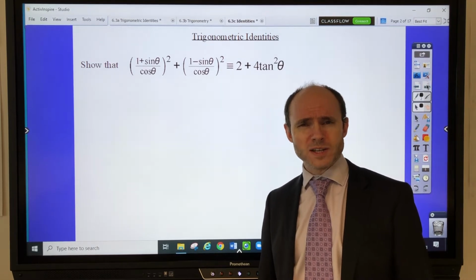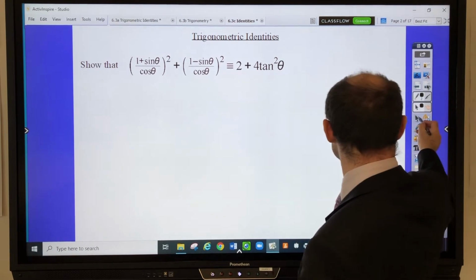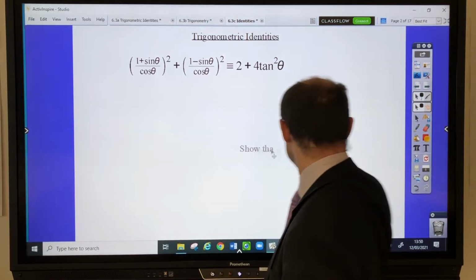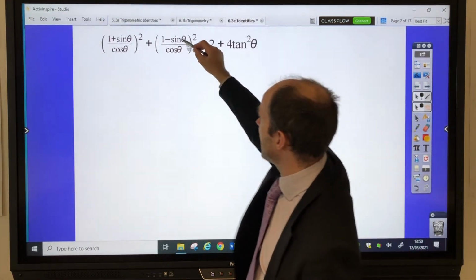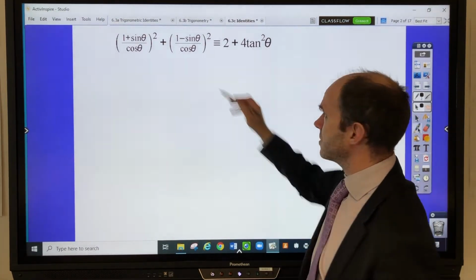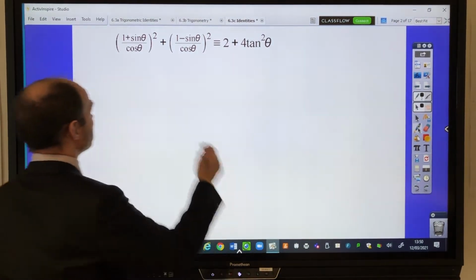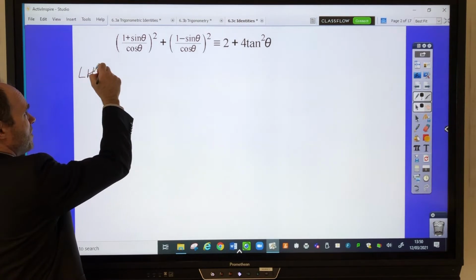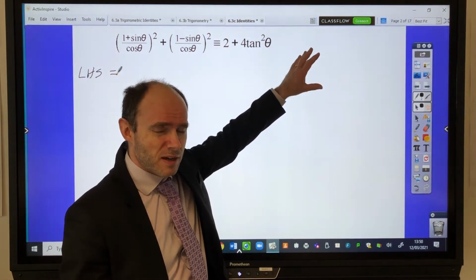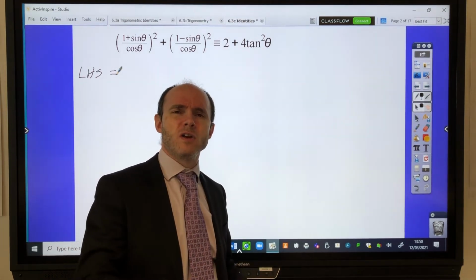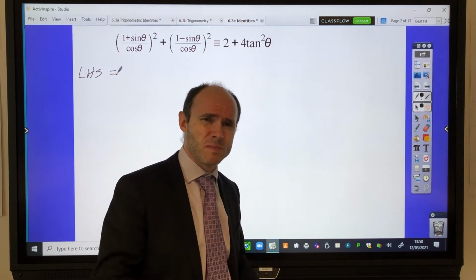Wow, that looks a bit harder, doesn't it? I'm just wondering whether I've got enough board space, because I've not had a go at this one yet. So maybe in anticipation of having several lines of working, I'm going to rearrange my board a bit. So I'm going to start with the left-hand side. Now, that might seem obvious, but sometimes the right-hand side is the place to begin. What I normally go for is the side that looks the most complicated, because then I can try and do something with it. I can normally simplify it.